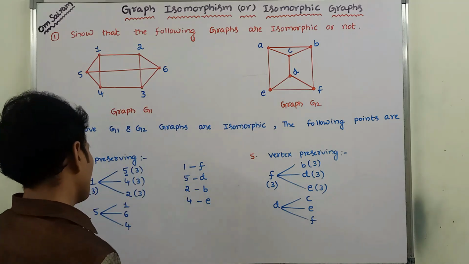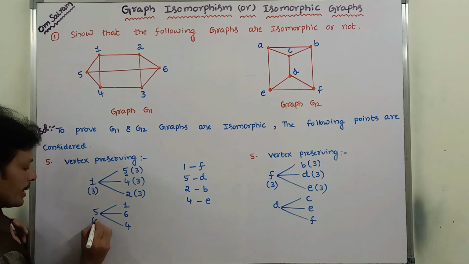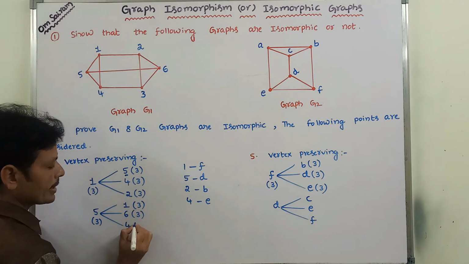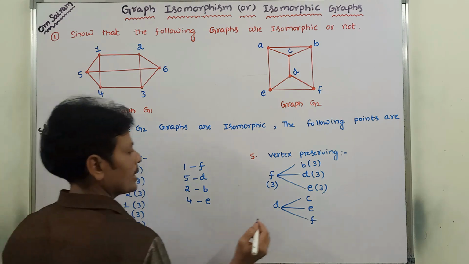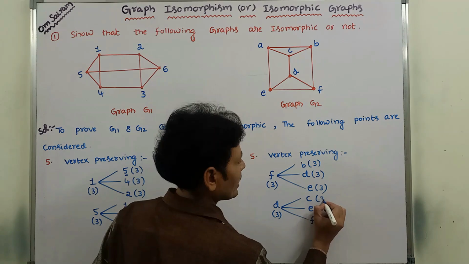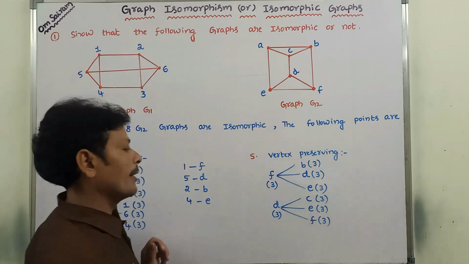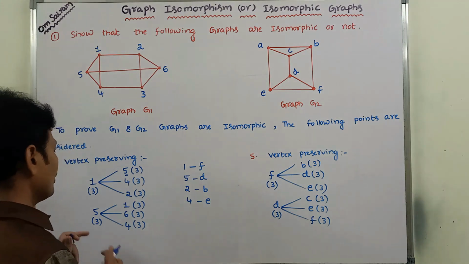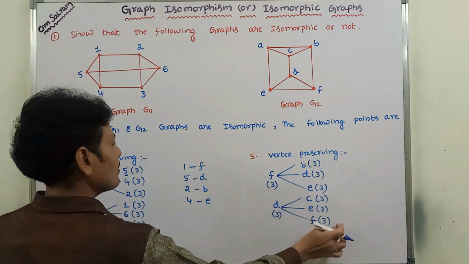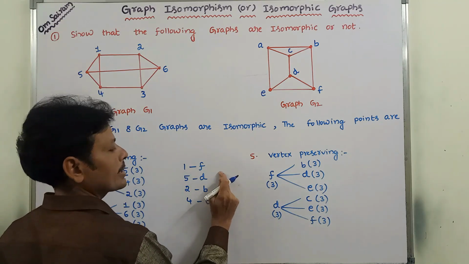So here, what is the vertex degree of vertex 5? That is 3. Here, vertex of degree 1 is 3. Vertex of degree 6 is 3. Vertex of degree 4 is 3. Here, what is the degree of vertex D? 3. Degree of vertex C is 3. Degree of vertex E is 3. Degree of vertex F is 3. So, by combining these two diagrams, I can say that vertex 5 corresponding vertex is D.